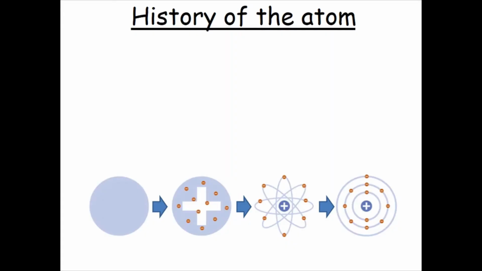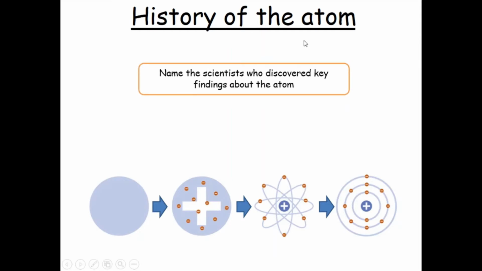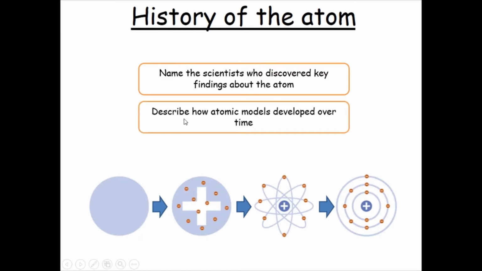This session is a summary of the history of the atom. In this session, you're going to be able to name the scientists who discovered key findings about the atom, and by the end of it, you'll be able to describe how atomic models developed over time. Common questions are comparisons between models and about which scientists produced which models.